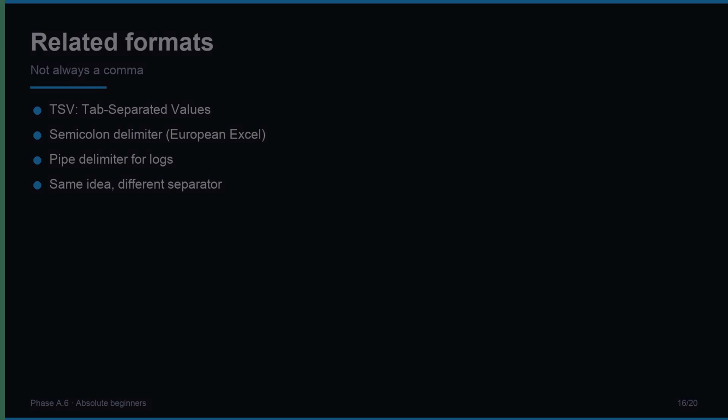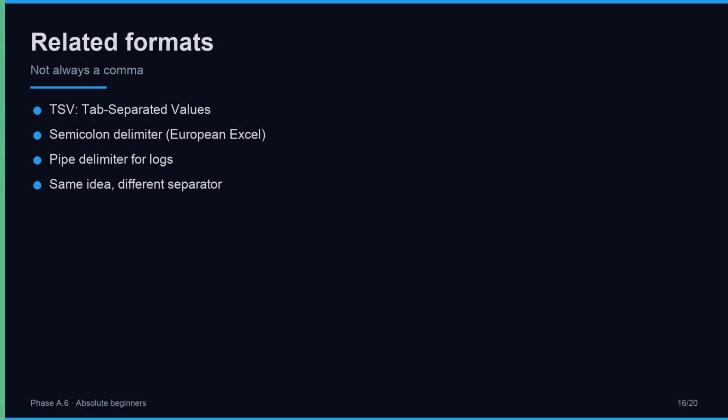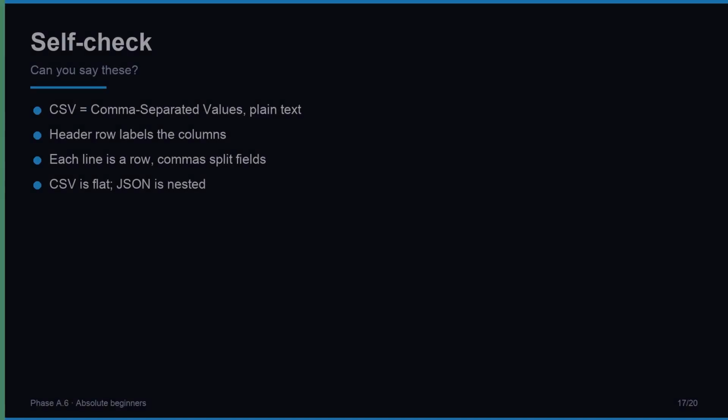Edges trip beginners. CSV is the most famous, but the same idea works with other separators. TSV uses a tab character instead of a comma. Some European versions of Excel use a semicolon, because their locale uses commas as the decimal separator. Logs often use a pipe character. The principle is identical: 1 row per line, 1 separator between fields. When you meet these variants in the wild, recognize them as the same family, tabular text with a different delimiter, and know that Python's CSV library can read all of them with one optional argument. One family, many separators.